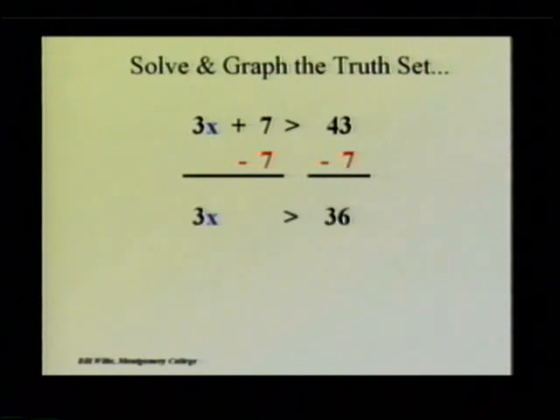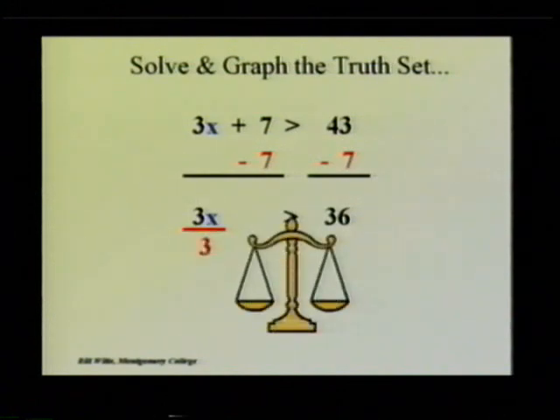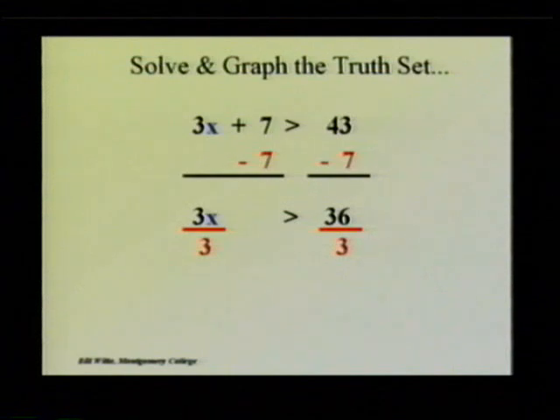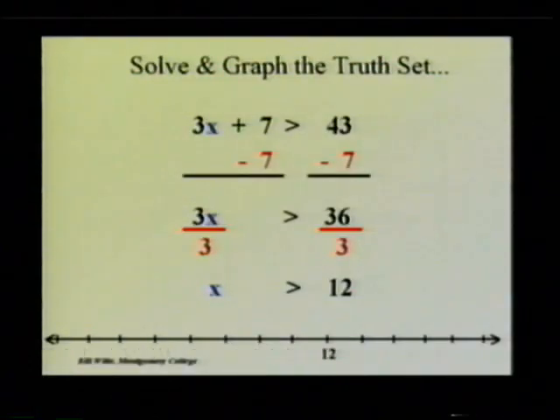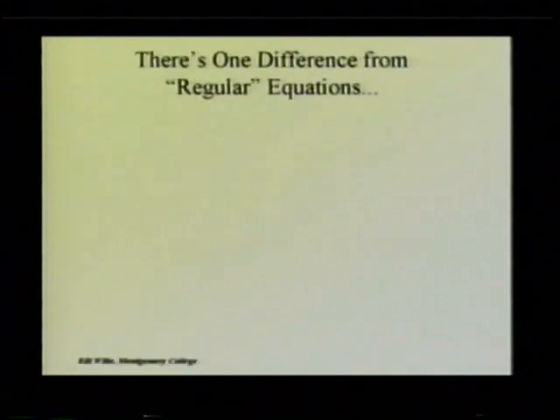So 3x is greater than 36. Now I've got to get rid of that 3. He's multiplying, so I'll divide. Got to do it to both sides, Junior. So x, or 1x, is greater than 12. Now I've got it solved. X is by itself. It's time to graph. Don't clap just yet. Where would we graph x is greater than 12? There's 12. You can fill in all the other numbers if you want, but the important thing is that would be the graph of that truth set.